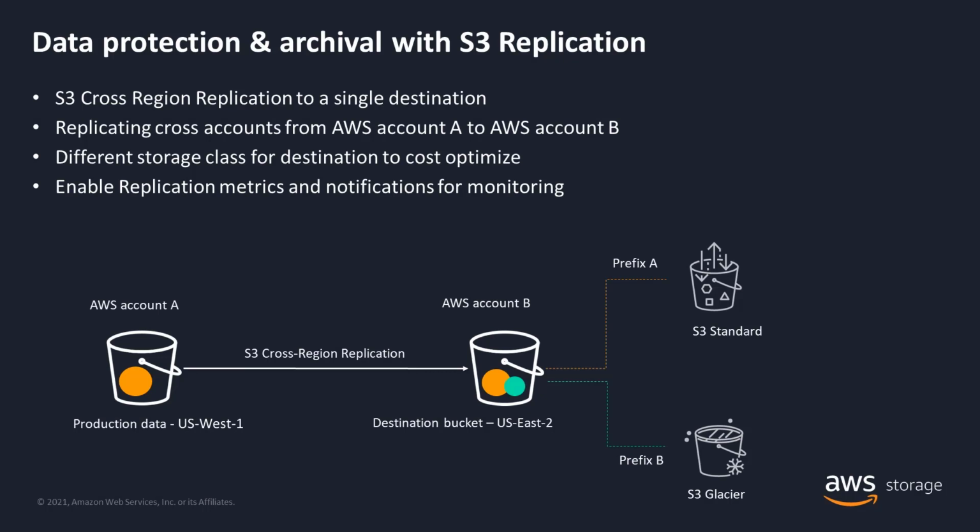They replicate to a different AWS account, so the current set of applications and users don't have access to that secondary copy. The customer also uses prefix-based rules to replicate some of the production data into S3 standard storage class and the remaining data into S3 Glacier storage class. Data that does not need to be accessed but still needs to be retained goes into S3 Glacier for cost optimization. Additionally, they have enabled replication metrics and notifications to monitor operation spending and replication latency between the source and destination buckets.